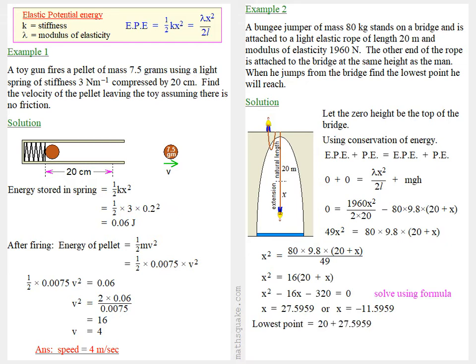So the lowest point is when the extension is 27.5959, and when we add on the natural length of the rope, this gives us a lowest point of 47.6 meters below the bridge.